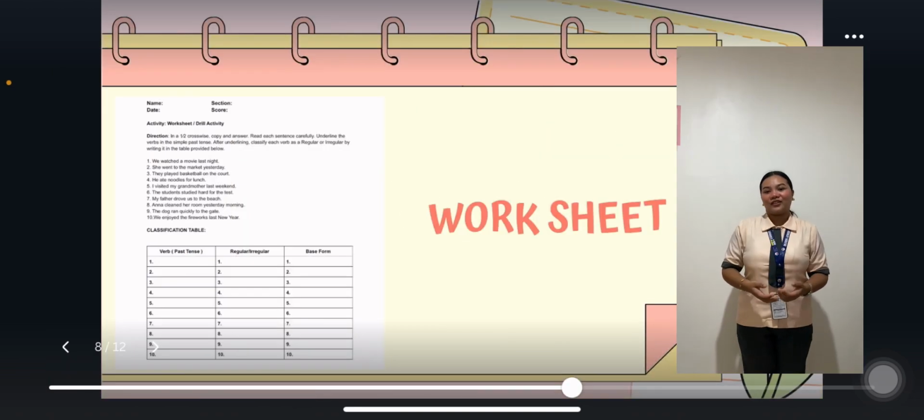To reinforce learning, students will complete this worksheet. They will underline the past tense verbs and classify them as regular or irregular in the table provided.